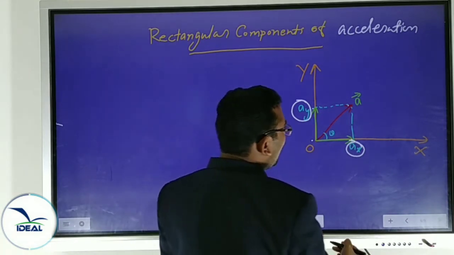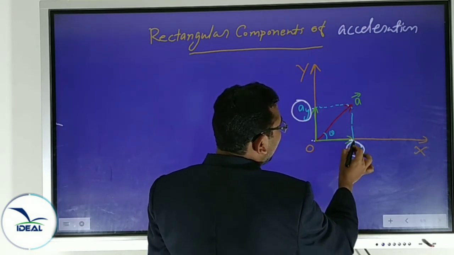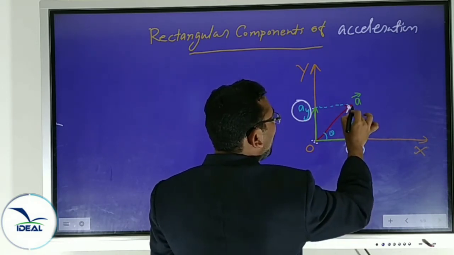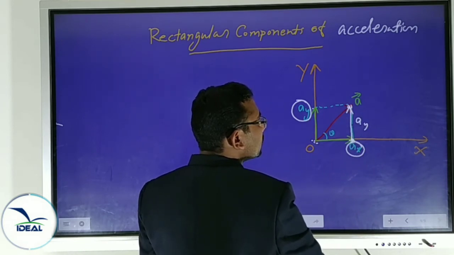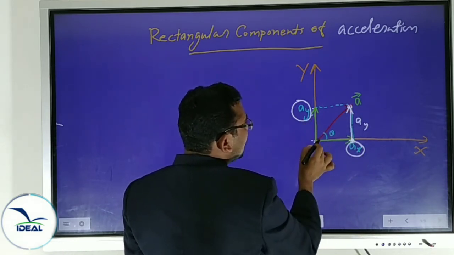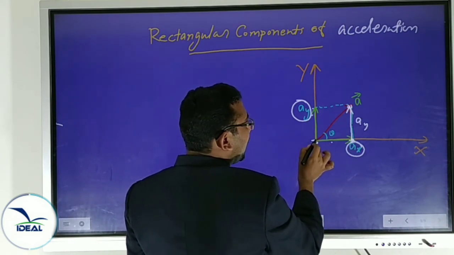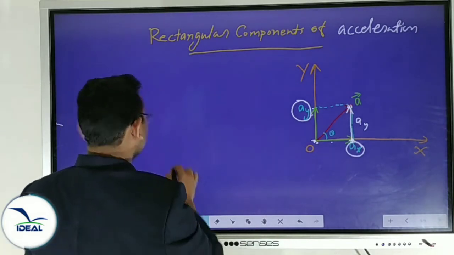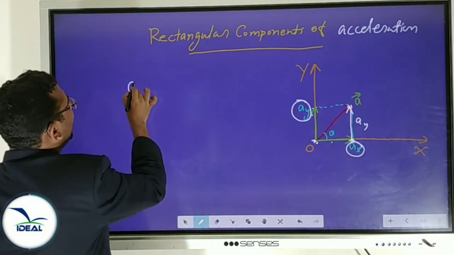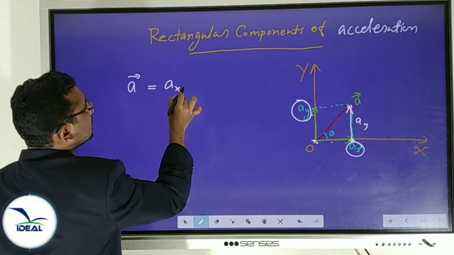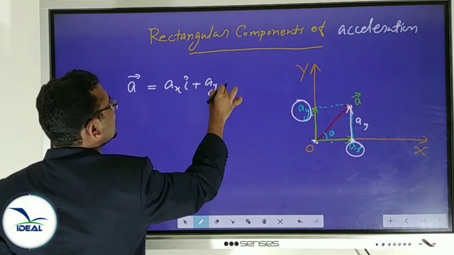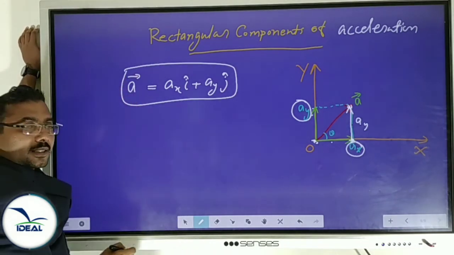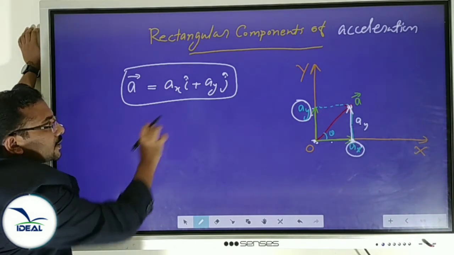Using the triangle law or parallelogram law. How to apply the triangle law? This is ax, this is ay, ax plus ay equals the resultant A, in opposite order. If we apply the parallelogram law, ax and ay are adjacent sides of a parallelogram, then the diagonal is A. You can apply any theorem. Then vector A can be written as A equals ax i cap plus ay j cap. In two dimensions, the acceleration can be written as A equals ax i plus ay j.